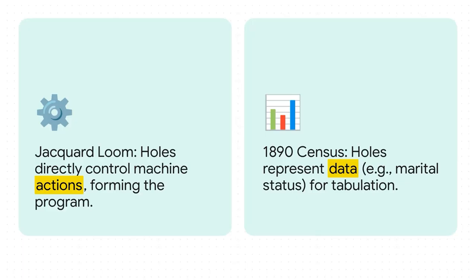Now, this is a really critical distinction to understand. For the loom, the holes were the program. They were the actions, the verbs. But fast forward to the 1890 census, and those same holes started to represent data. Nouns like married or single that a machine would then process. It's the same tech, but a huge conceptual leap. It's the difference between a program and the data it works on.